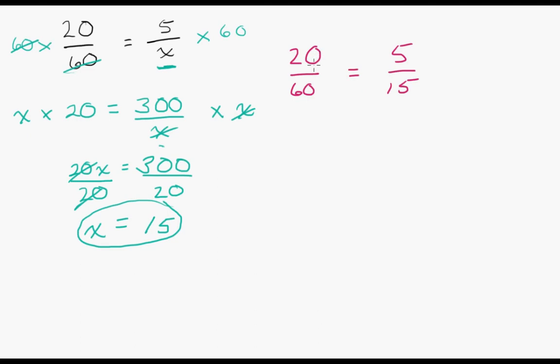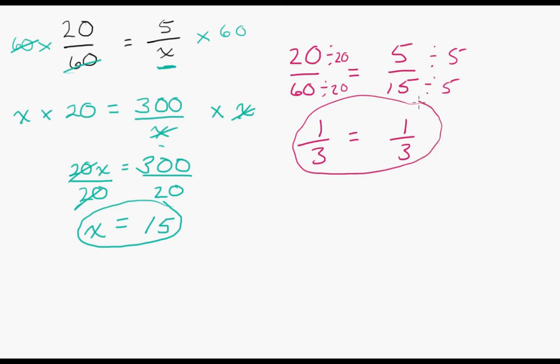So we notice that 20 is a factor of 60, so we can divide both by 20. 20 divided by 20 gives us 1, and 60 divided by 20 gives us 3. Here we notice that 5 is a factor of 15, so we can divide both top and bottom of this fraction by 5 as well. So 5 divided by 5 gives us 1, and 15 divided by 5 gives us 3. So our left side equals our right side, so we know that our answer of x equals 15 is correct.